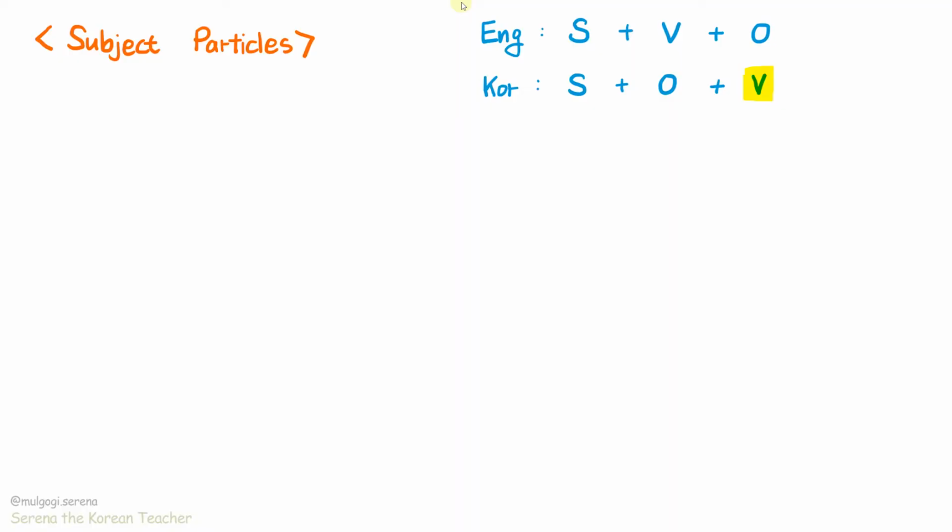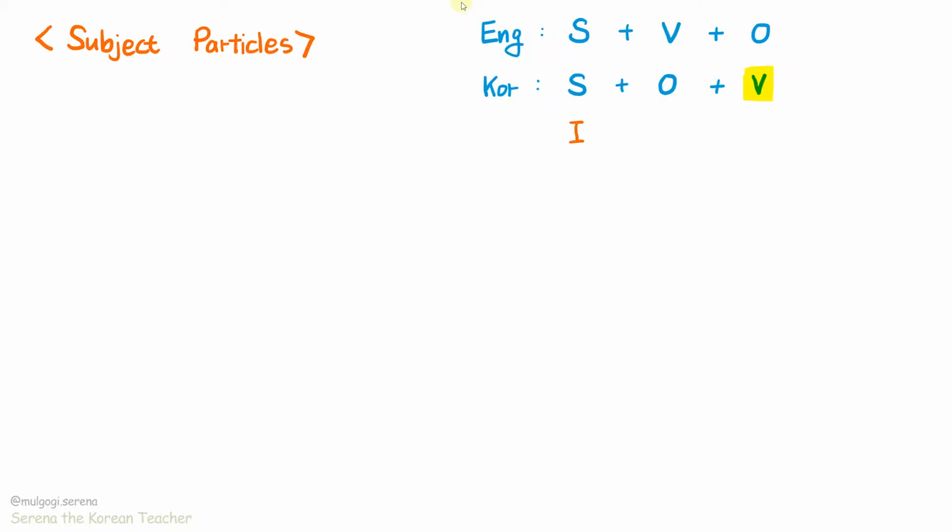Think about the Korean one. The verb is in the end. What does it mean? Let me give you an example. So, subject, I. Well, it's supposed to be I am Korean. However, we say Korean first and we put the verb in the end. I Korean am. This is how Korean grammar structure is.